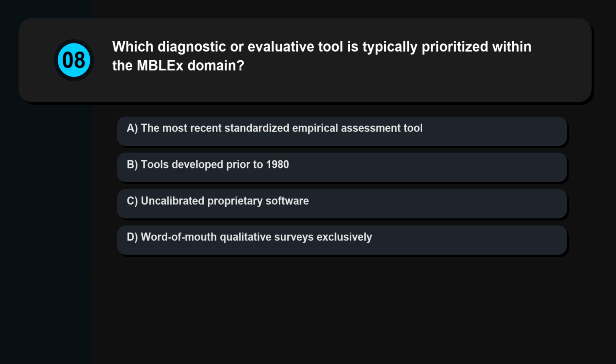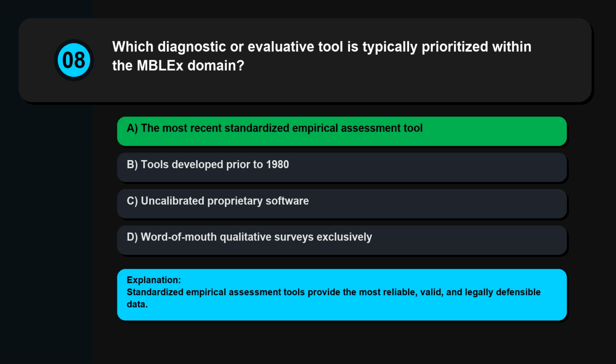Question 8. Which diagnostic or evaluative tool is typically prioritized within the MBLEx domain? The most recent standardized empirical assessment tool, tools developed prior to 1980, uncalibrated proprietary software, word-of-mouth qualitative surveys exclusively. Standardized empirical assessment tools provide the most reliable, valid, and legally defensible data.